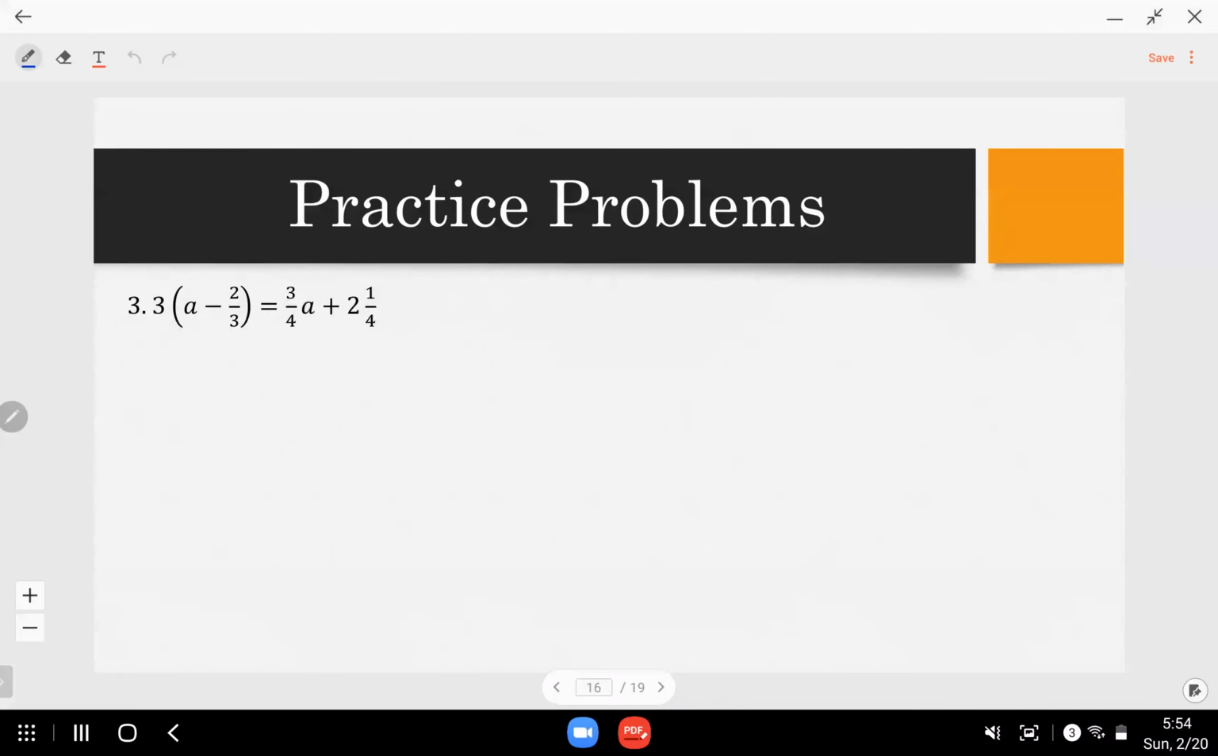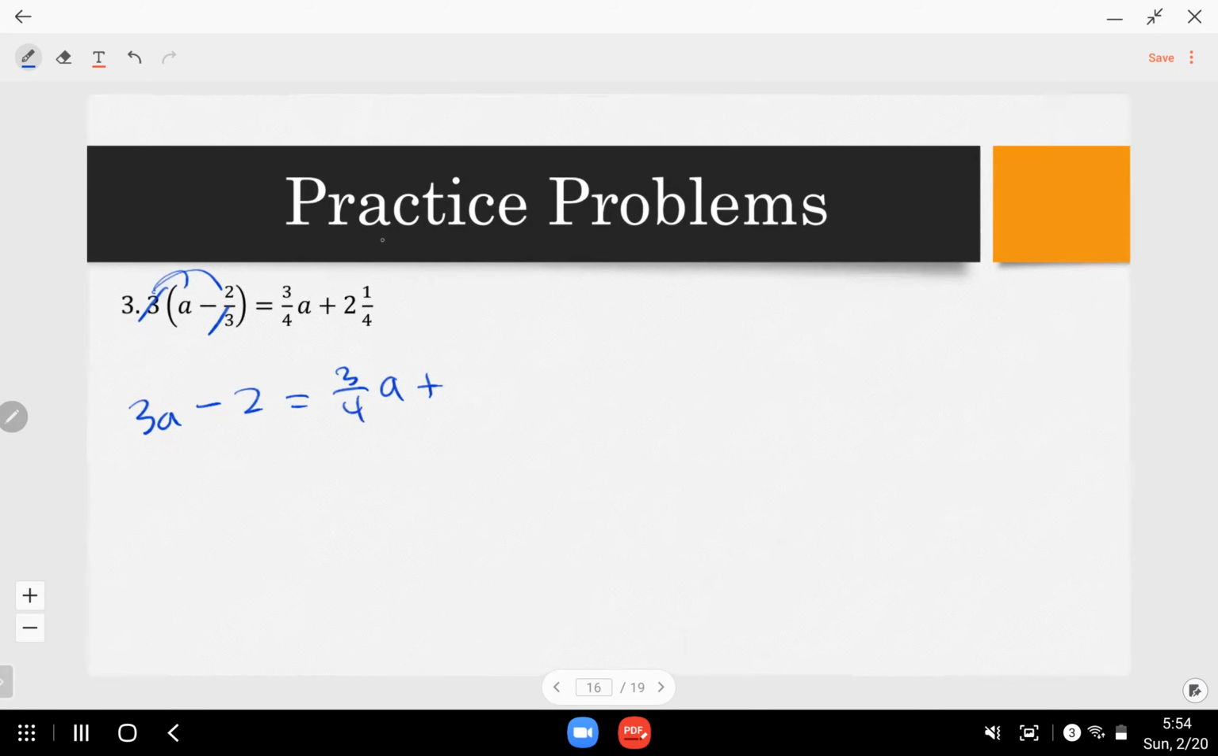We're running out of time. Let me handle this. So what you need to do is multiply this thing, distribute the 3, okay? 3a minus 2, because 3 times -2/3 is going to cancel out the 3, then you get -2. So then you got 3/4 a plus, we don't want mixed fractions, 9 over 4.